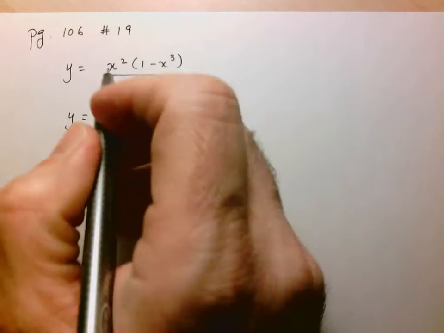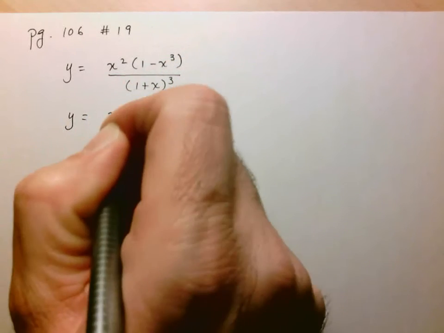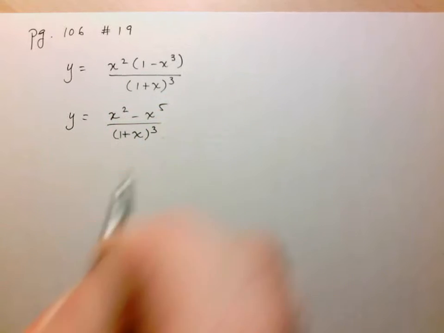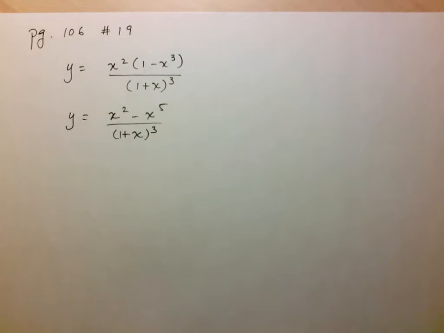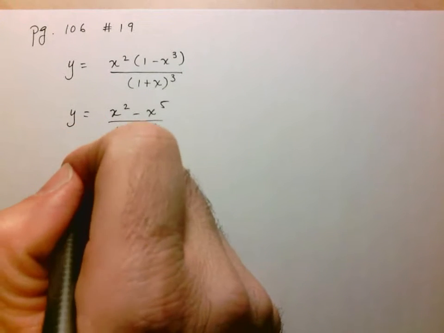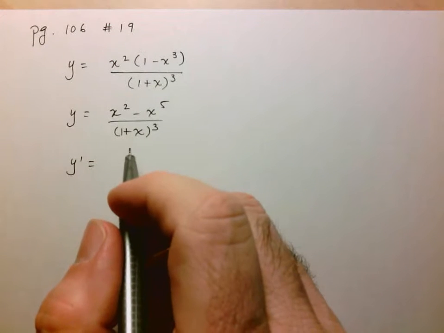So first thing I'm going to do is multiply out the numerator. So I've got x squared minus x to the fifth, and then all over 1 plus x cubed. So I'm dealing with a simpler numerator to differentiate. Now it's all about being very careful in our stepwise process. So in order to find the derivative, apply the quotient rule.